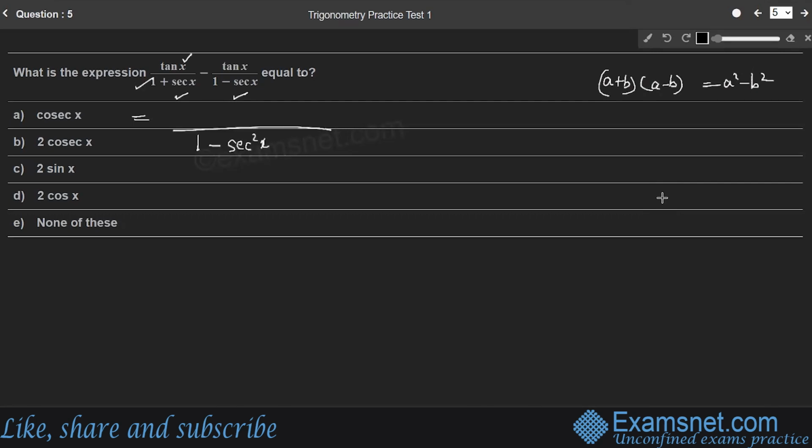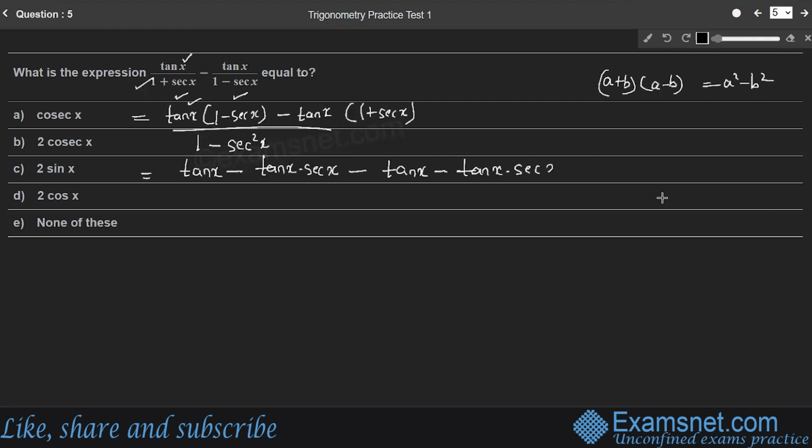And the numerator becomes tan x into 1 minus secant x minus tan x into 1 plus secant x. So let us expand this. So tan x minus tan x into secant x minus tan x minus tan x into secant x. And the denominator becomes 1 minus secant square, right?